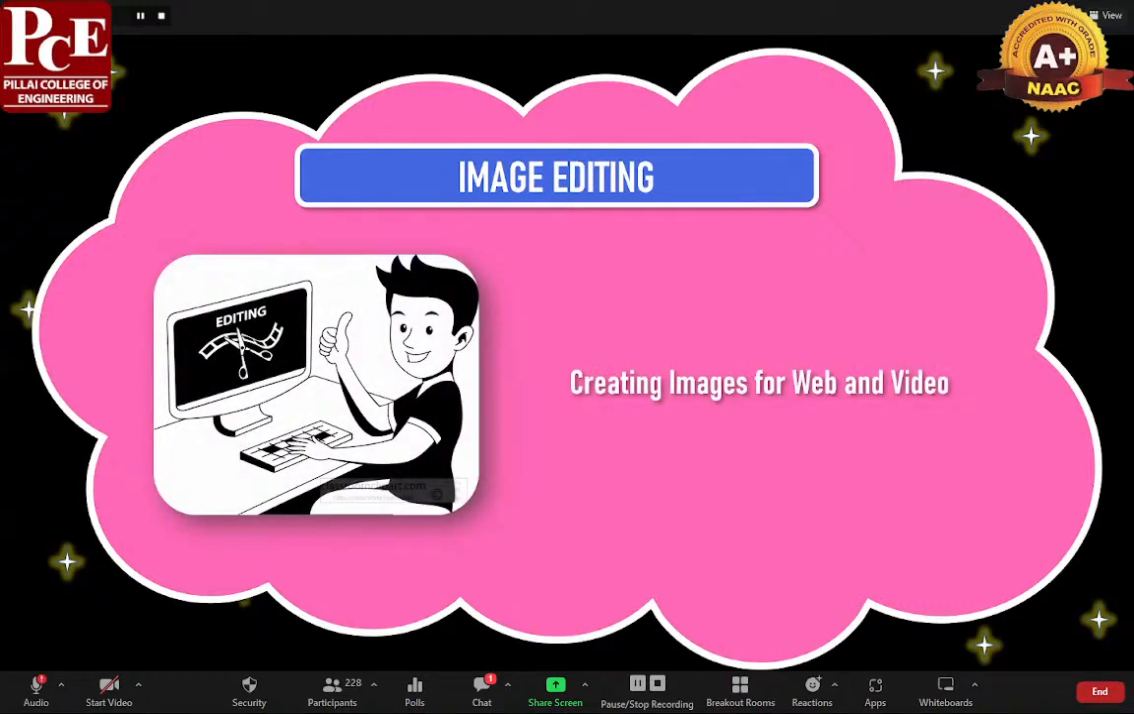So it is essential that when we create images for web or the video, we have to see to it that it fits according to the concept that we are sharing with the audience or the readers.